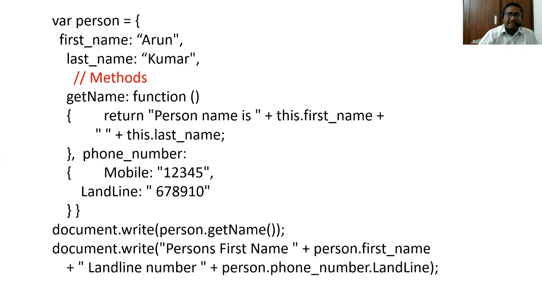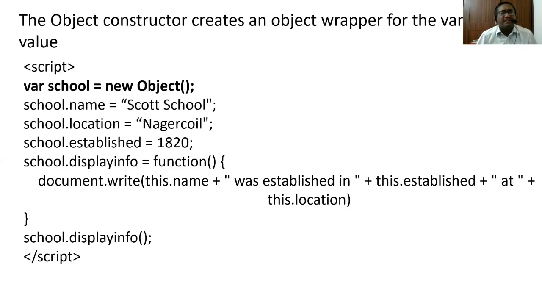That's what is given here. Now we can create constructors through objects also. How to create a constructor? Variable school equal to new Object(). So school becomes an object. Through objects we can call all the variables, so that itself is created as a constructor. That's the example given here.